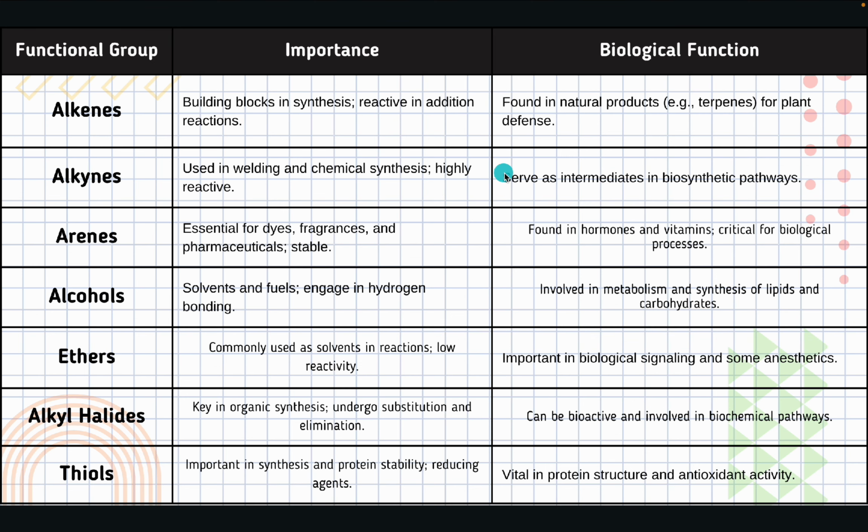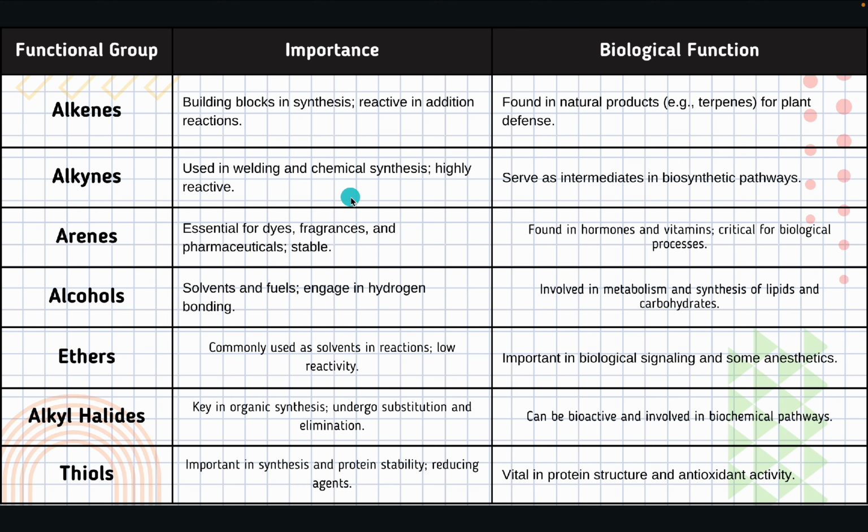In this slide, you will see the importance and biological functions of these functional groups. Alkenes are important as building blocks in organic synthesis. They are used to create a variety of chemicals, including plastics. Their double bonds allow for unique reactivity, so it enables them to undergo addition reactions. For their biological functions, some alkenes are found in natural products, such as terpenes, which have roles in fragrance.